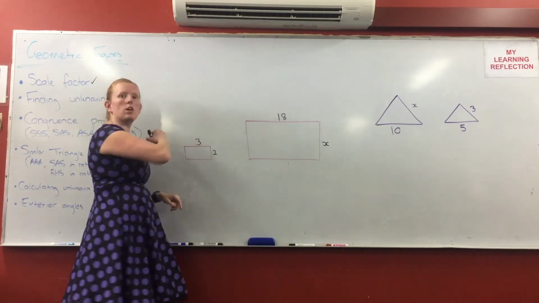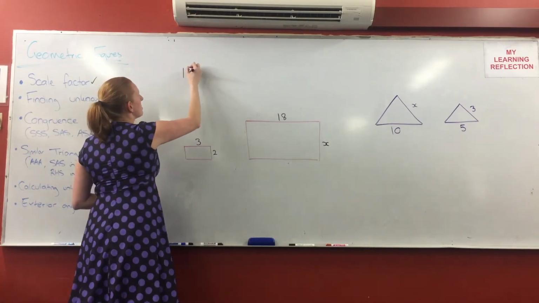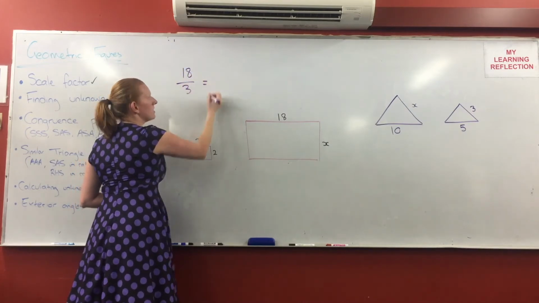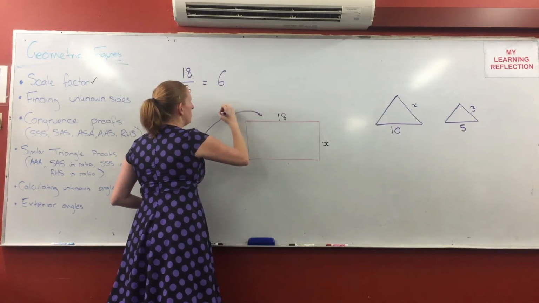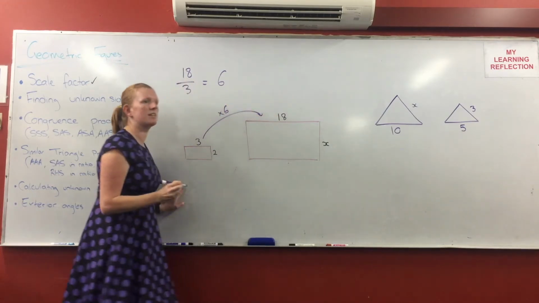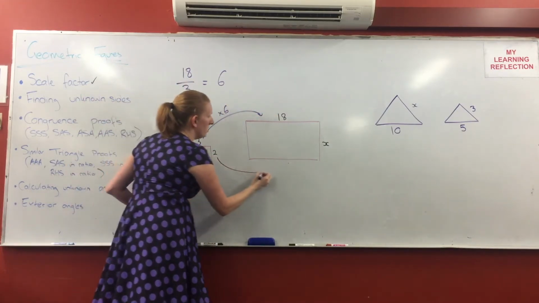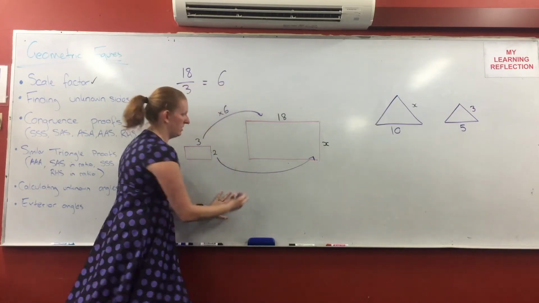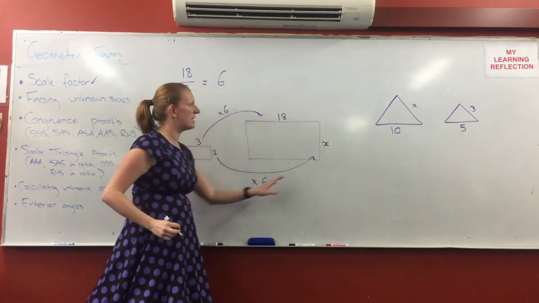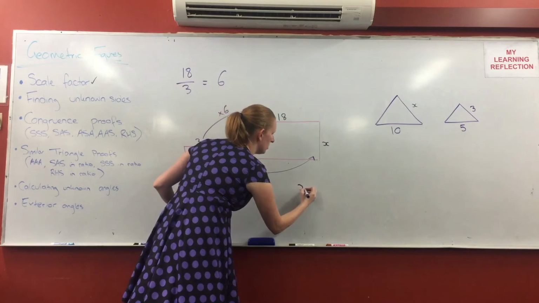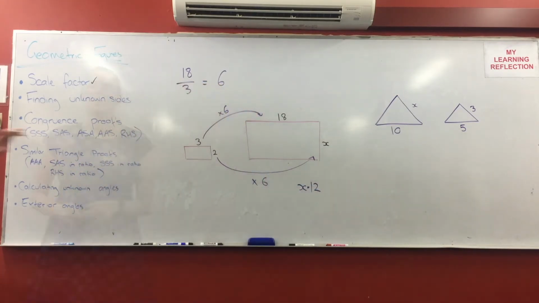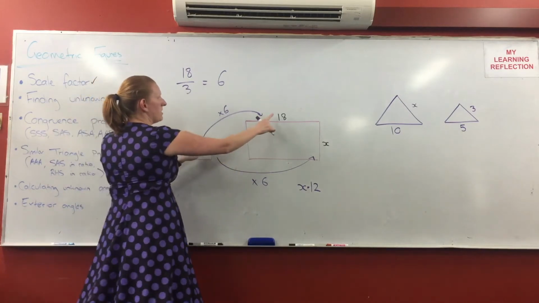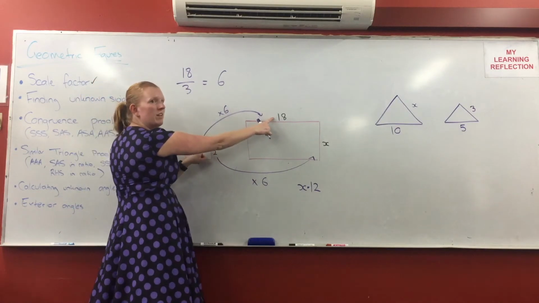So here, what goes on top? 18 over 3. So it'll be 18 over 3, which equals 6. So what that means is this has been multiplied by 6 to give this. So therefore, what am I going to be doing there? 2 times 6. Fantastic. So x is going to be equal to 12.